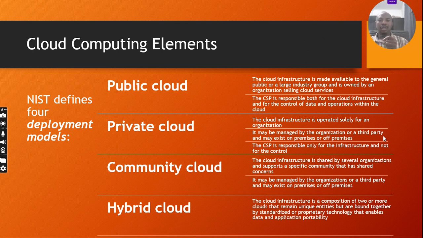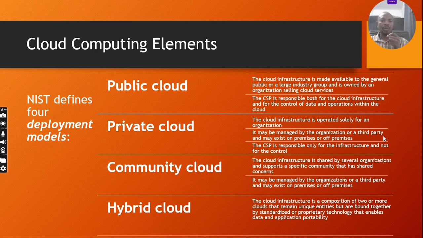Now, the public cloud is a cloud infrastructure that is made available to the general public or a large industry group, and it's owned by an organization selling cloud services to other organizations. Then the cloud service provider is responsible both for the cloud infrastructure and for the control of data and operation within the cloud. The cloud service provider is responsible, one, for the cloud infrastructure, two, for the control of data and the operation within the cloud. Okay, these are for the public cloud.